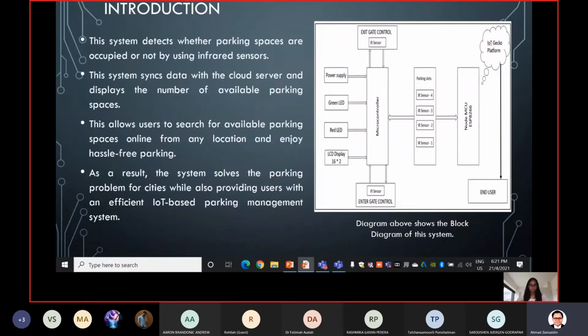So moving on to the introduction, I will explain how the system works. Basically, this system detects whether parking spaces are occupied or not by using infrared sensors. This system displays the number of available parking spaces and syncs the data with the cloud server. This allows users to search for available parking spaces online from any location and enjoy hassle-free parking. As a result, the system solves the parking problem for cities while providing users with an efficient IoT-based parking management system. Here I have also included the block diagram of this system.